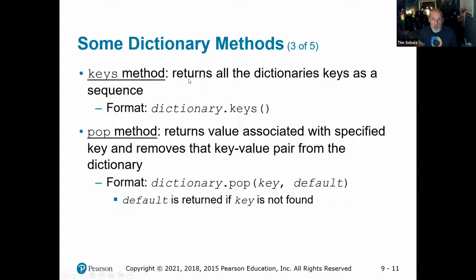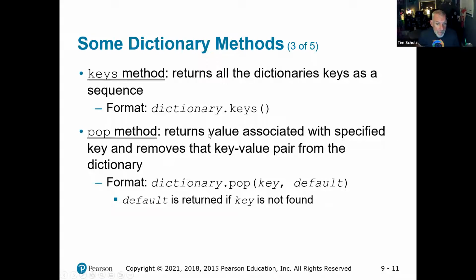There's also a method called keys. The keys method returns all the dictionary keys as a simple sequence. That gives us just a list of the keys that are in the dictionary, so you can see what's stored in there. It doesn't store any of the values, it just shows you the keys.